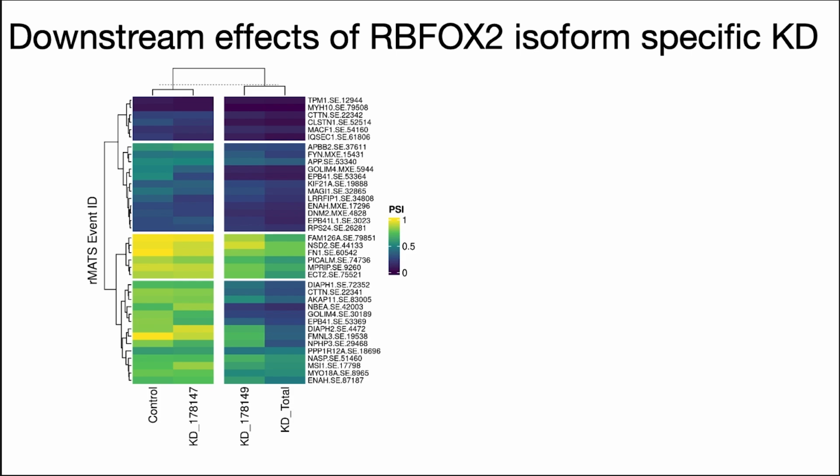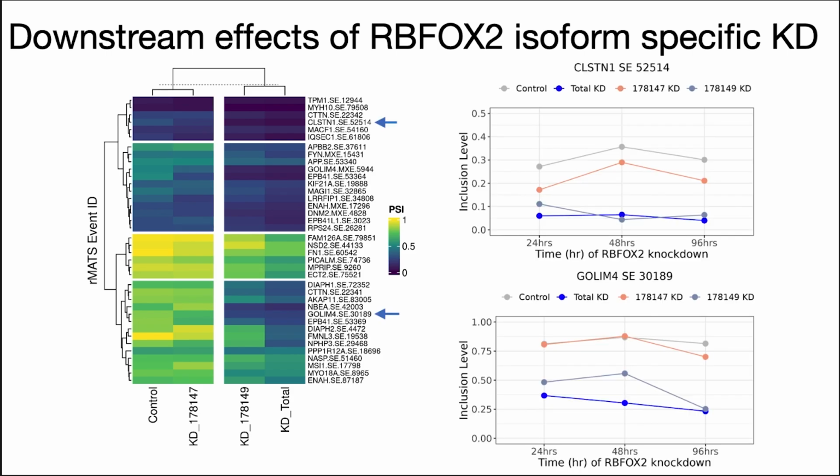But when we knock down the long isoform, then that clusters with doing total knockdown of RBFox2, and that makes sense because now we're knocking down the version of RBFox2 that has the nuclear localization signal, and you would expect to actually influence splicing. This is just showing a couple of examples.